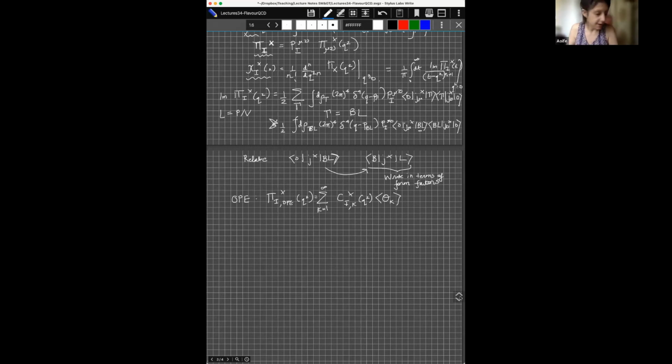So let's have a little look at the case of B to K star ll, because it's something that a lot of people are interested in. We can calculate the full result in this framework called QCD factorization.